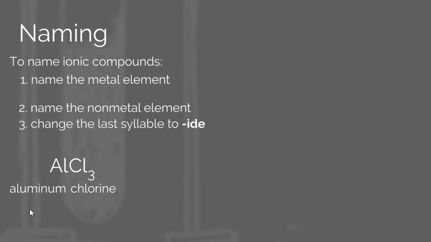I need something to tell me that these atoms and ions are bonded together. And that's where step number 3 comes in. I need to take the last syllable and change it to IDE. So in this case, I can't have chlorine, but it will become chloride. And it's pronounced a little bit different, so make sure you take note of that too.